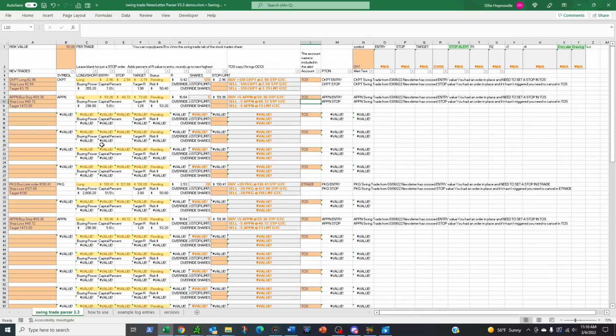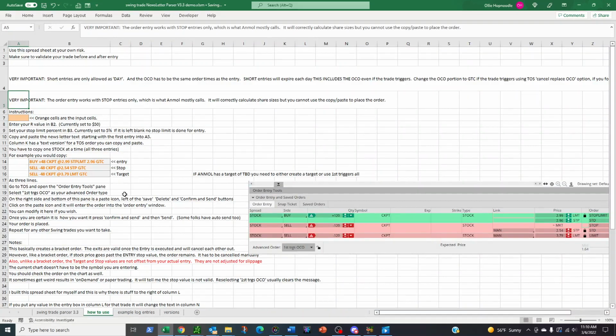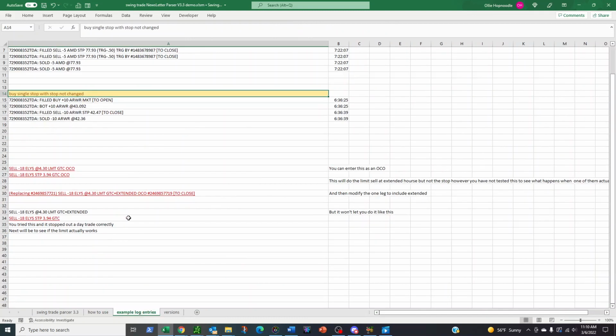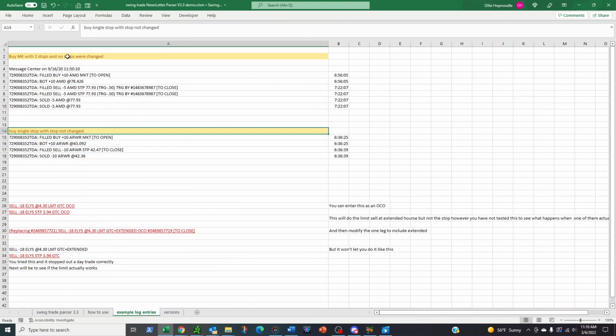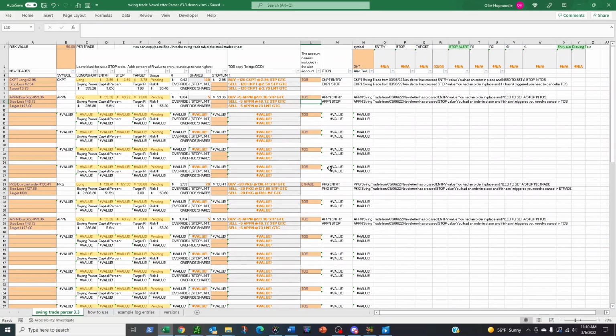And I think that's about it. There's a how to use button that goes over most of this. Here are some of the different ways that you can use the copy paste for Thinkorswim in order to put trades in. And I think that's about it.